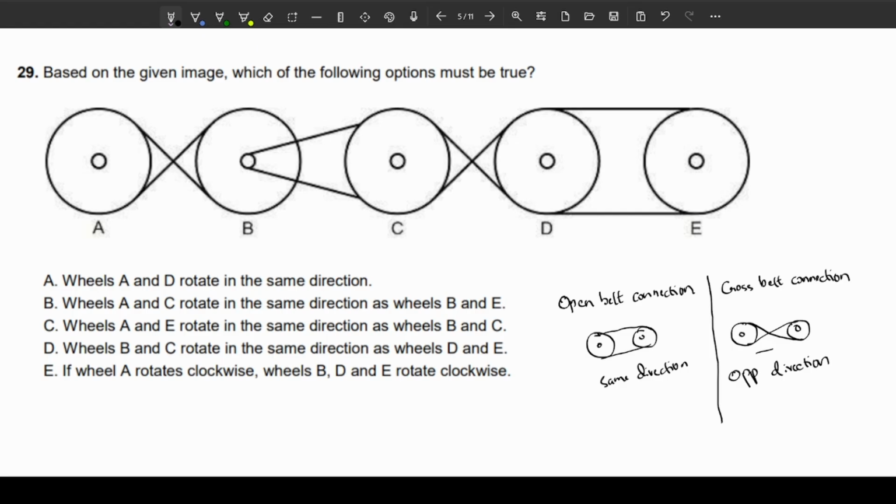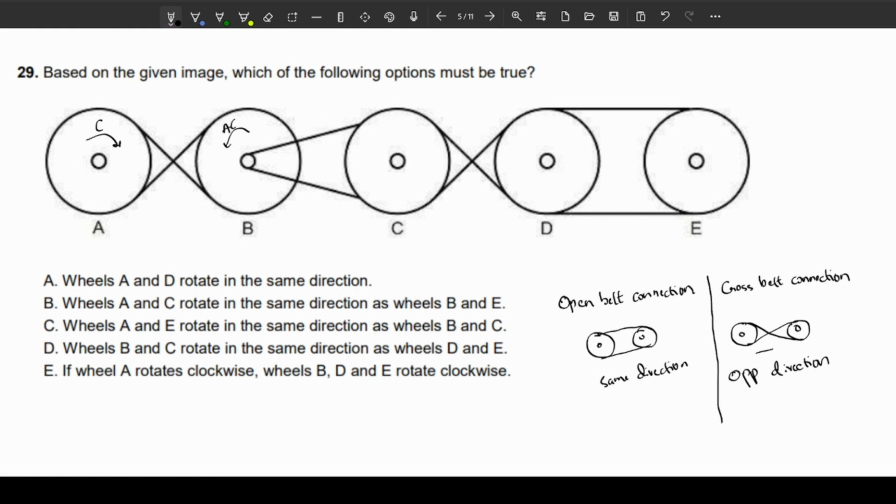Typically, we have a starting pulley and then form a chain and determine the direction of all the pulleys. Let's solve this question to understand. Let us assume A is rotating in a clockwise position. Now, if you see A and B, they are a cross belt connection. Hence, they rotate in an opposite direction. Hence, B rotates in an anti-clockwise manner.